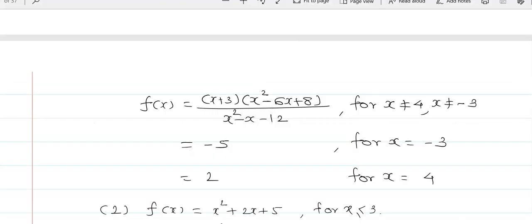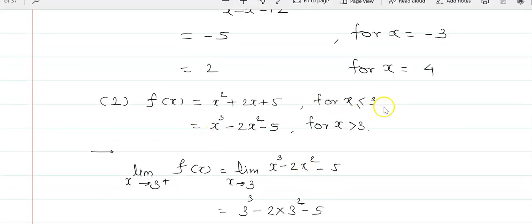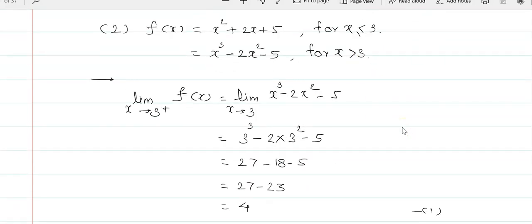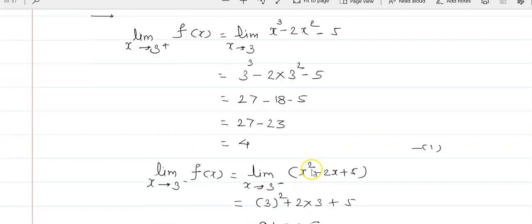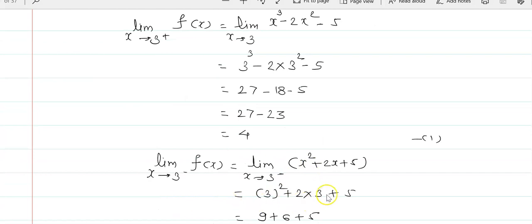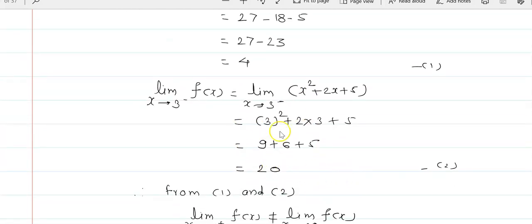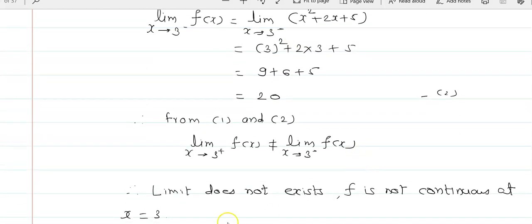Now you can see this here also. f(x) for x less than or equal to 3, and for x greater than 3. Right hand side limit, x cube minus 2x square minus 5, is 4. Left hand side limit is 20, replace x by 3. Both are not equal, therefore the limit does not exist. f is not continuous at x equals 3.